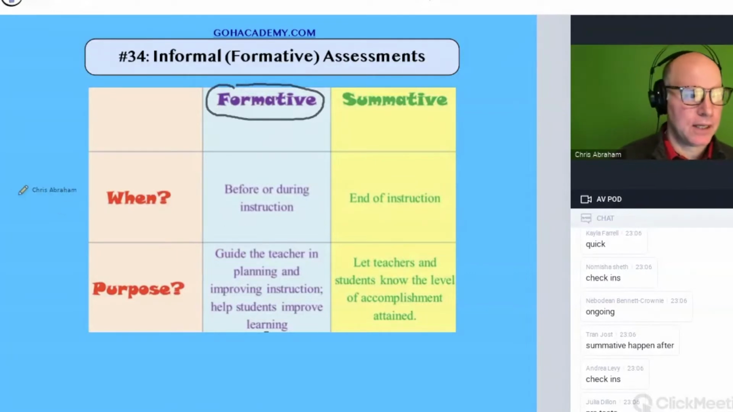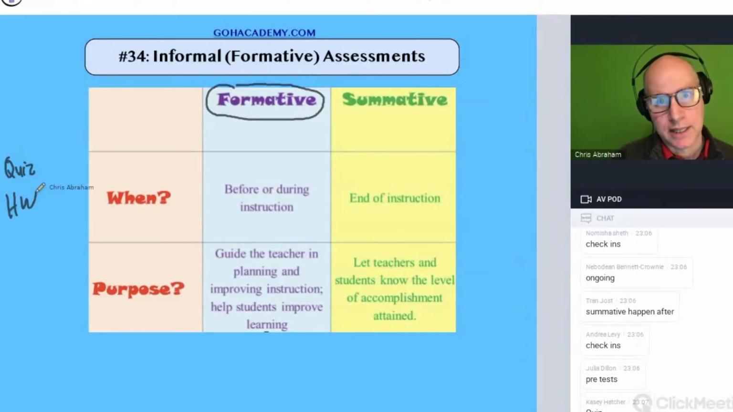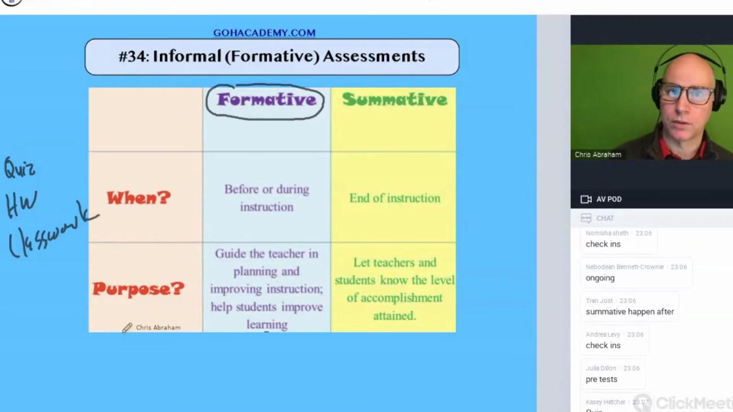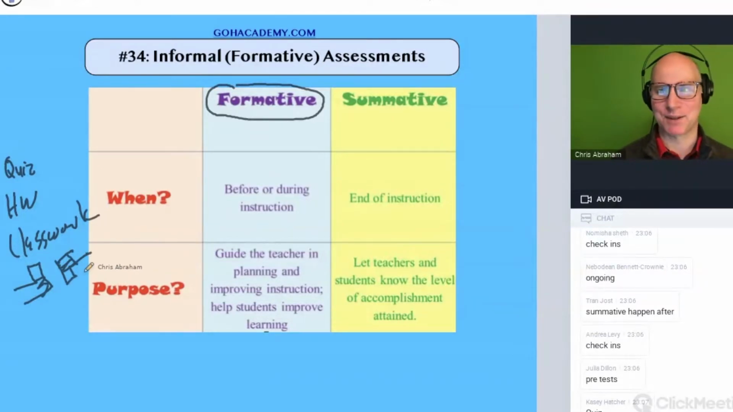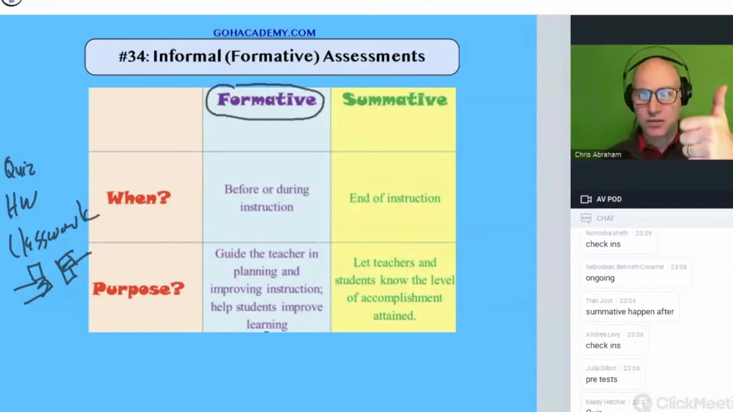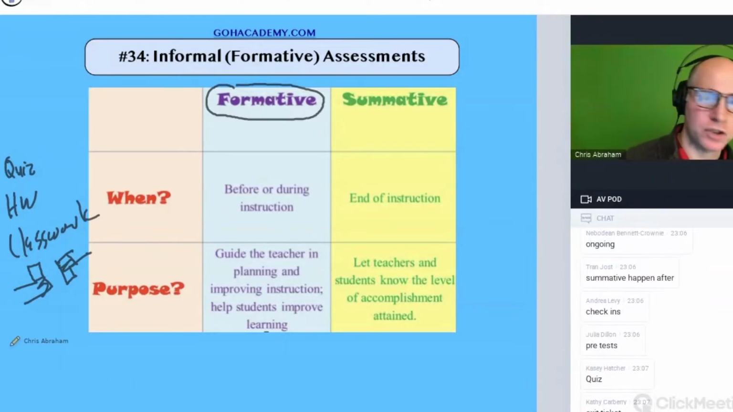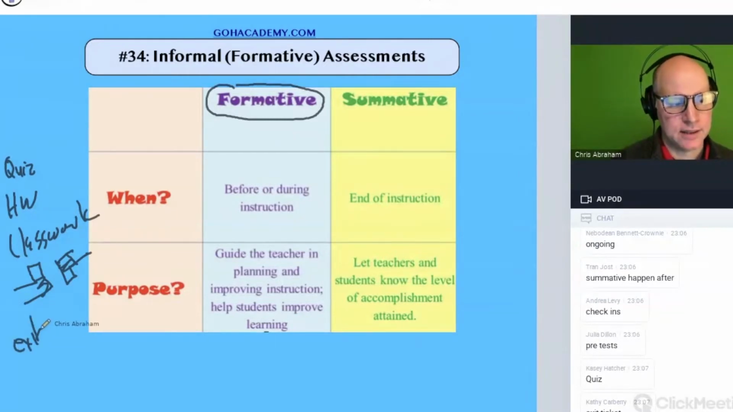So they can be a quiz. They can be homework. They can be classwork. They could be very informal, you know, an informal thumbs up or thumbs down. What other things can they be? Formative assessments: quizzes, homework, classwork, instructional conversations with the student, an exit ticket. Anything else?